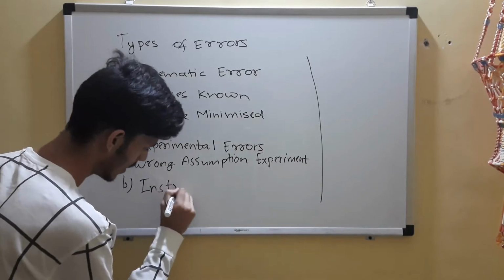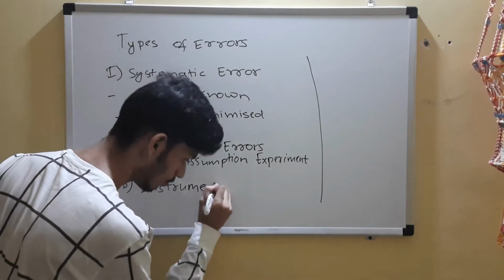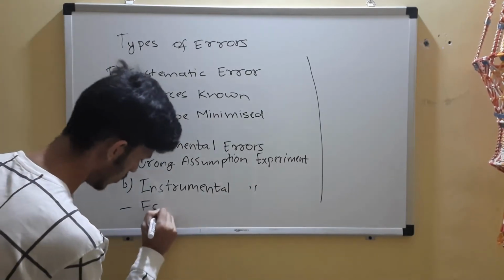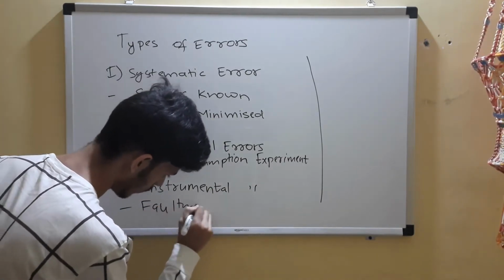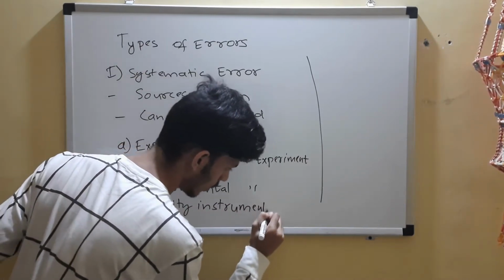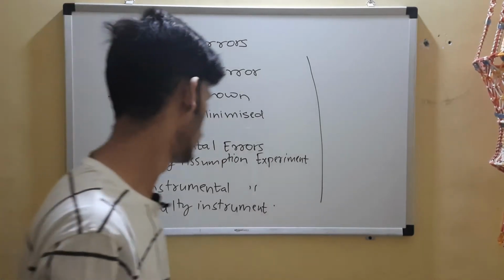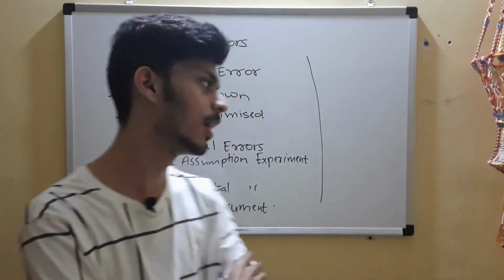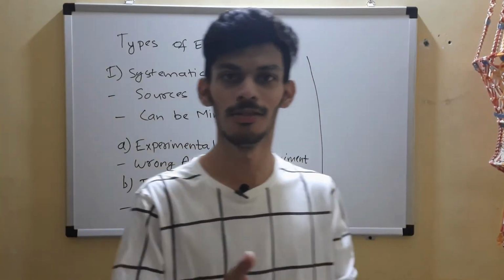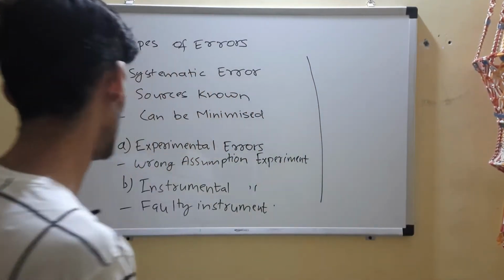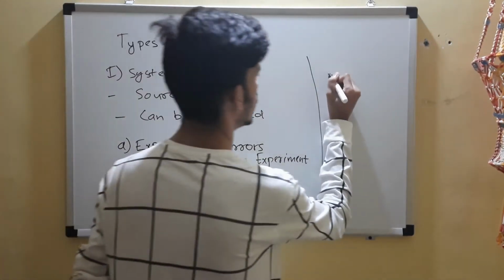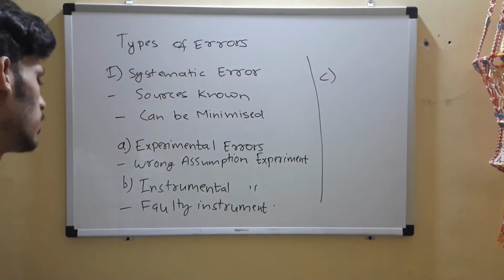Then we have instrumental. Again, as the name suggests, it comes from instruments, faulty instruments. You have faulty instruments which measure the wrong thing, so that may turn into an error. How to improve this error? Obviously, manufacture good instruments. So faulty instruments lead to instrumental errors. You're just skimming through the topic, it is not that important.